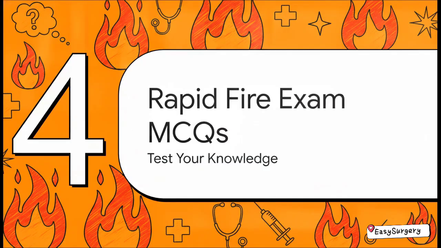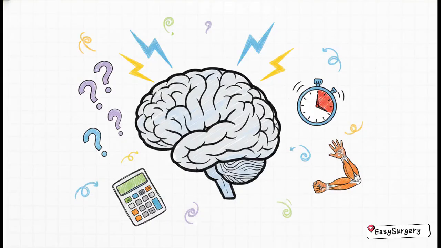All right, time to put you in the hot seat. Section 4, Rapid Fire Exam MCQs. I'm going to fire off 5 critical calculation and timing questions, so lock in your answers mentally before I reveal them. Ready? Number 1. A 70-kilogram adult with a 30% TBSA burn. What's their 24-hour fluid requirement?